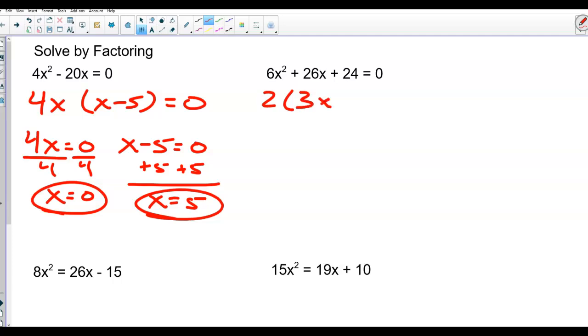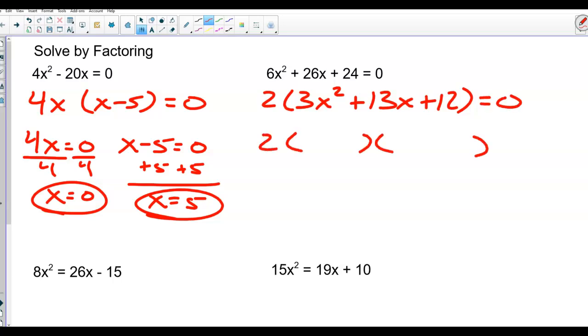Okay? The second one, I can pull a 2 out. And I'm left with 3x squared plus 13x plus 12. I bring the GCF down. I know that for 3x, the only options are 3x and x. And now I need to make a decision on the factors of 12.